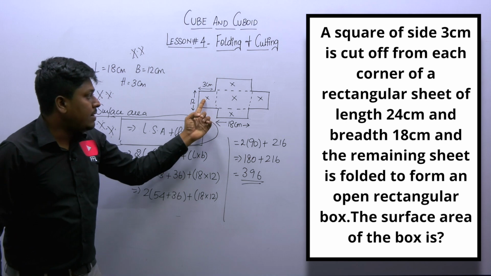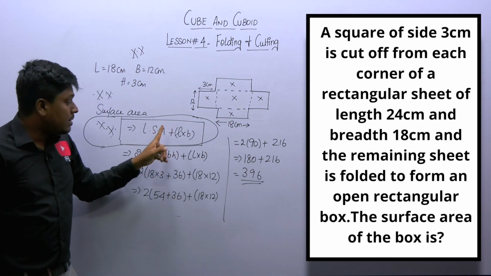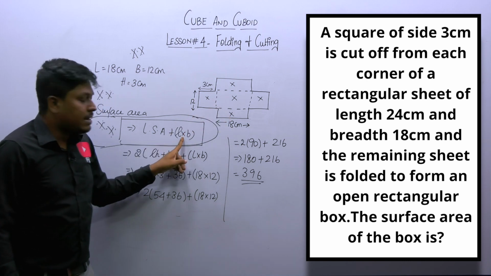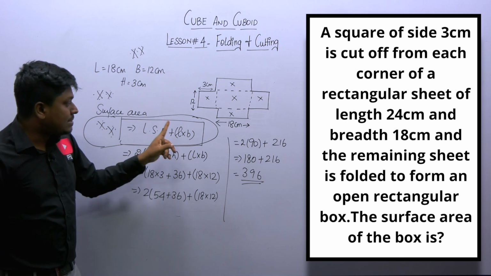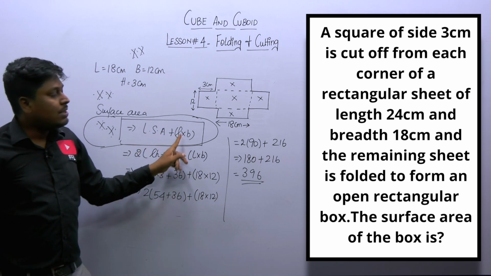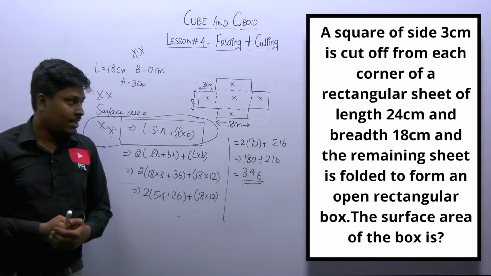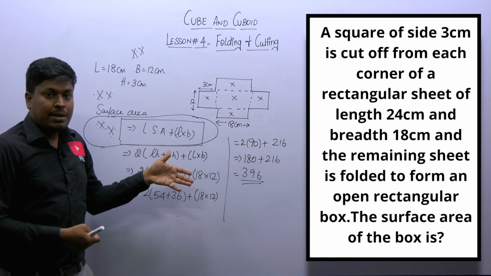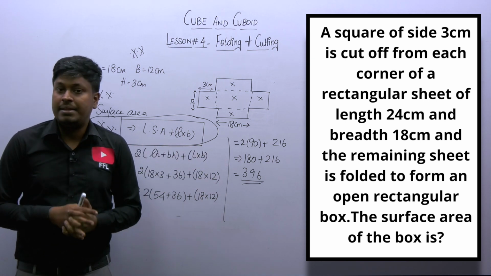So we are taking only these 4 sides, according to the lateral surface area formula, plus the bottom layer, L into B, the rectangular sheet. Got it? So lateral surface area plus L into B will be the bottom area. If you find the value, we will get the total surface area. Understood? We substituted all the values and finally found the total surface area to be 396 centimeters square.